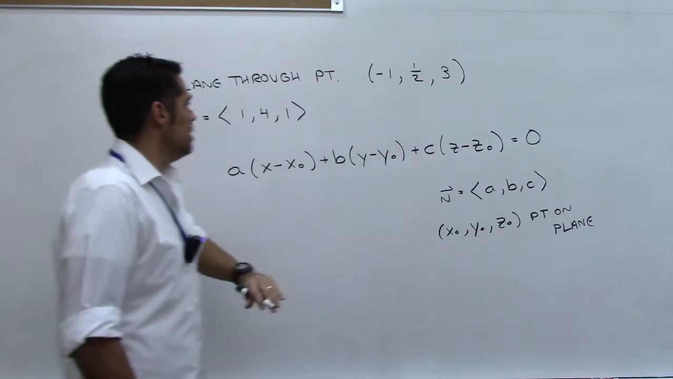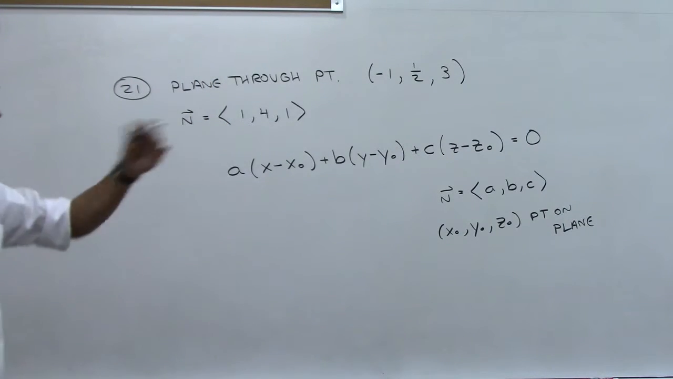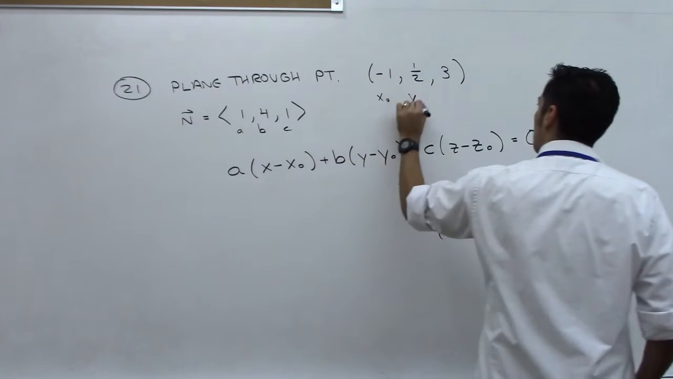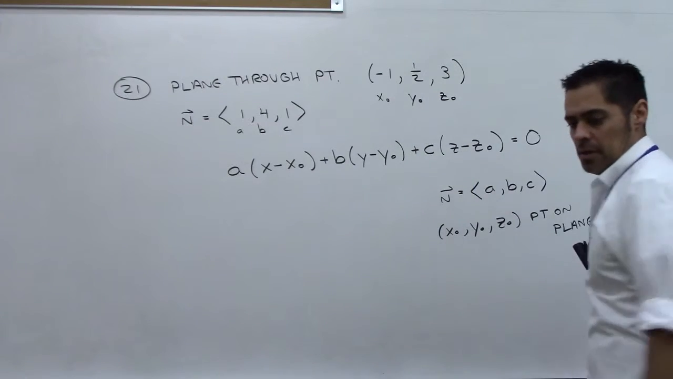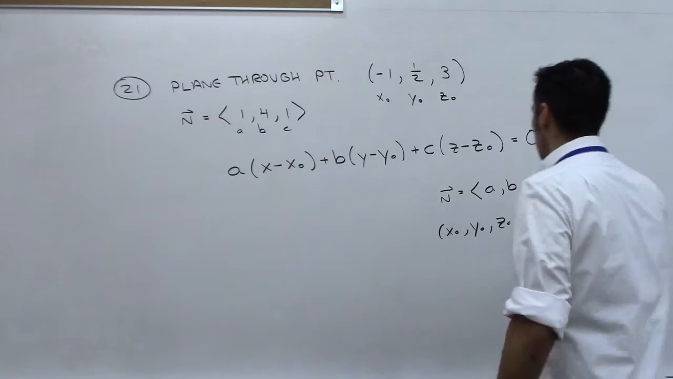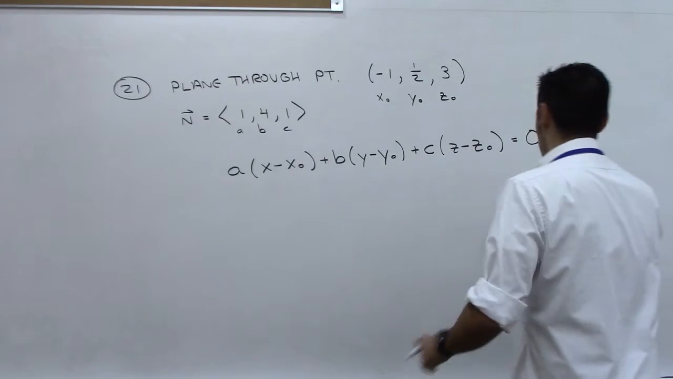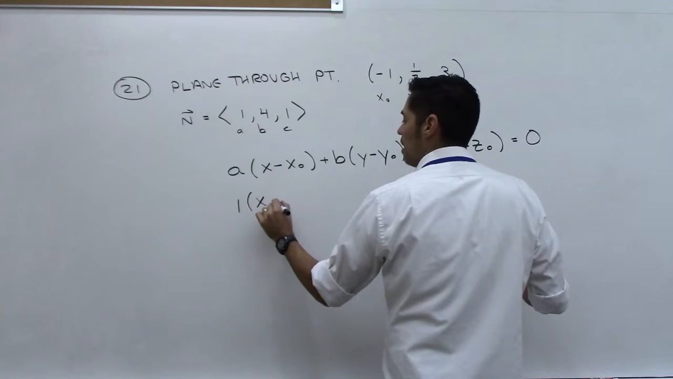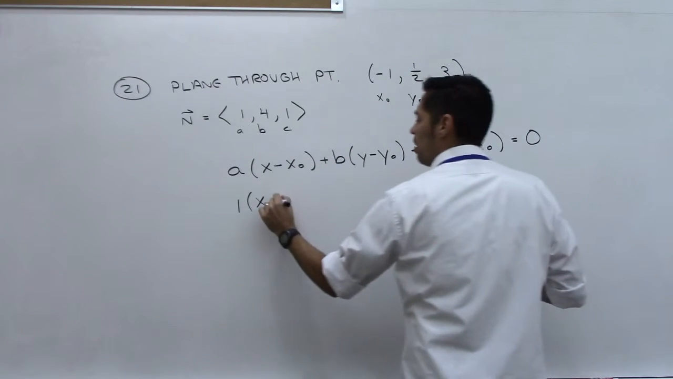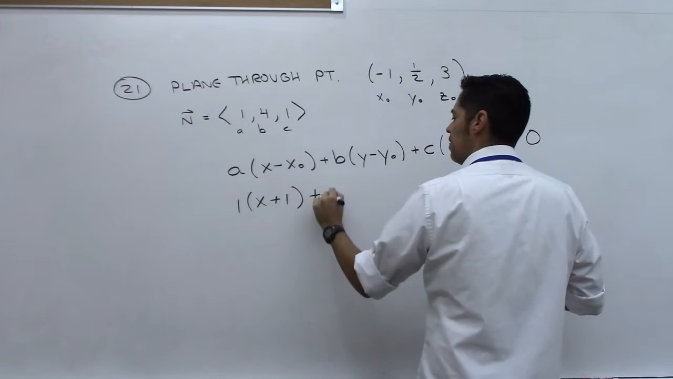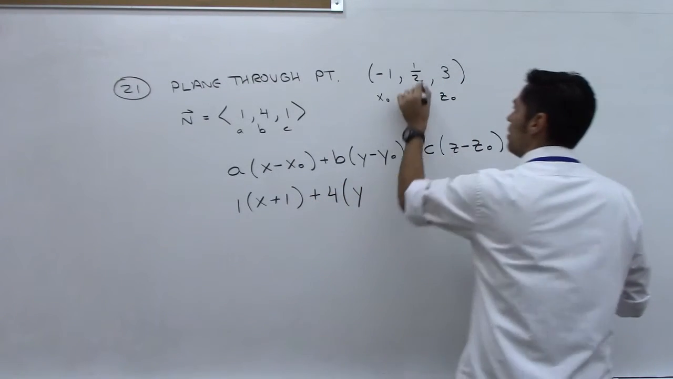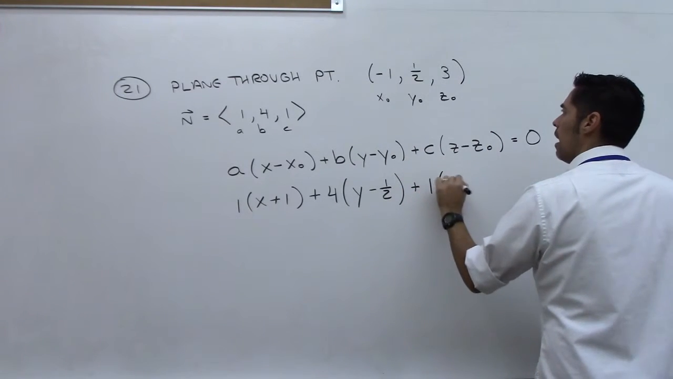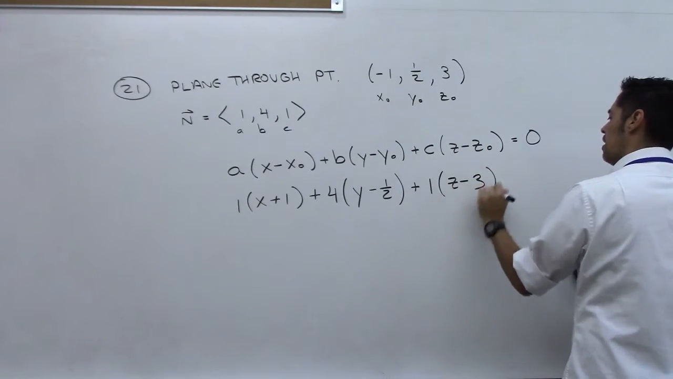And in this problem, they give us exactly what we need. They give us a point, and they give us the normal vector. So all we have to do is plug into this. This is A, this is B, this is C, this is x naught, y naught, z naught, and we just plug in. So I'm going to do that right now, and then we're going to clean it up and have a nice answer. All right, so A for us is 1, so 1 times (x minus -1), which is plus 1. Plus B, which is 4, times (y minus 1/2), plus C, which is 1, times (z minus z naught, which is 3), equals 0.